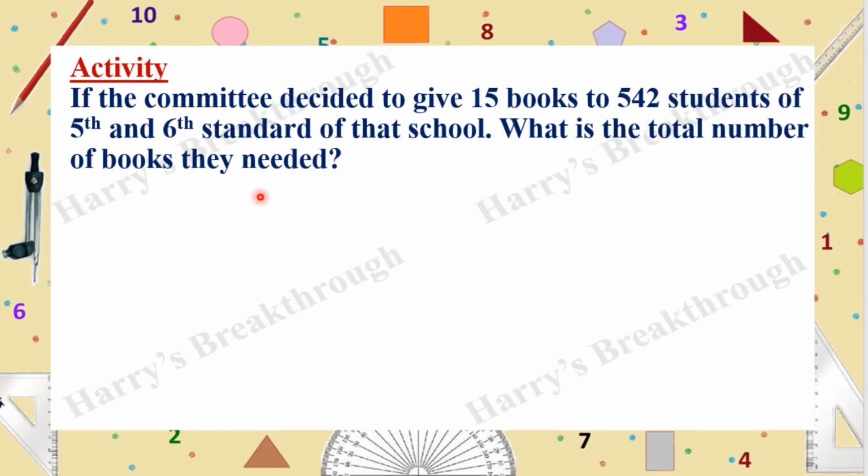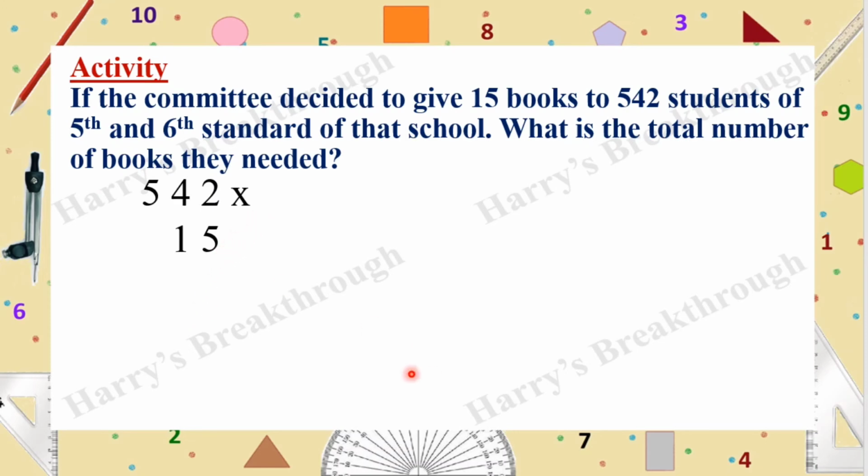This was your activity. If the committee decided to give 15 books to 542 students of 5th and 6th standard of that school, what is the number of books they needed? Suppose the total number of students of 5th and 6th standard is 542. You have to find the total number of books. Let's do that. First, let's do it in the first method.